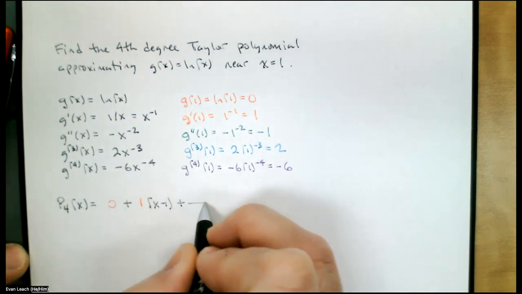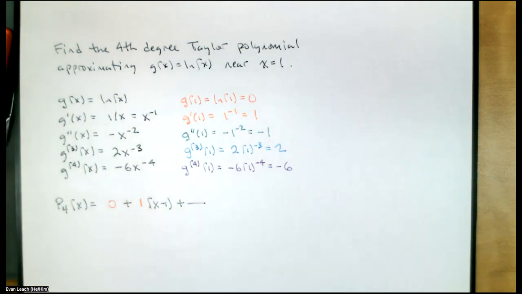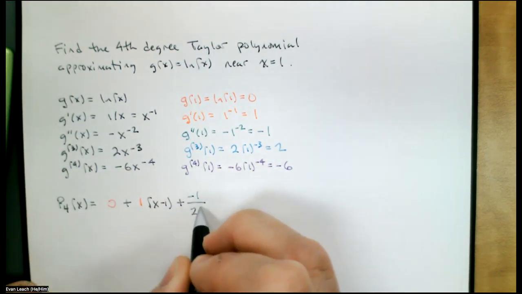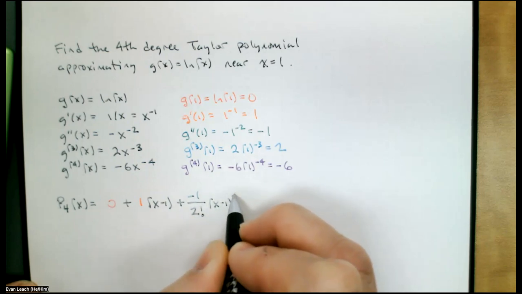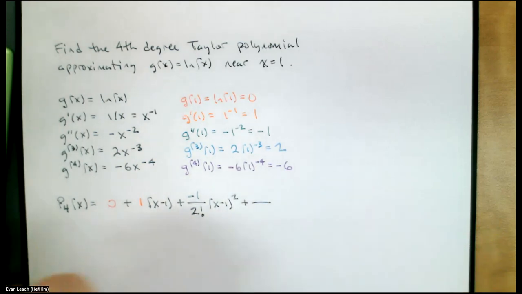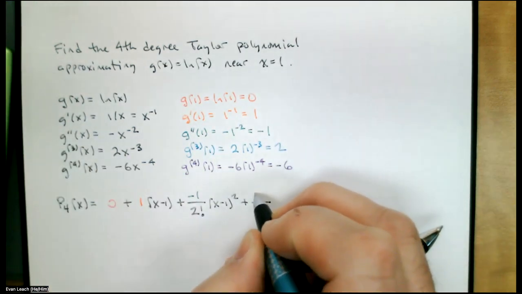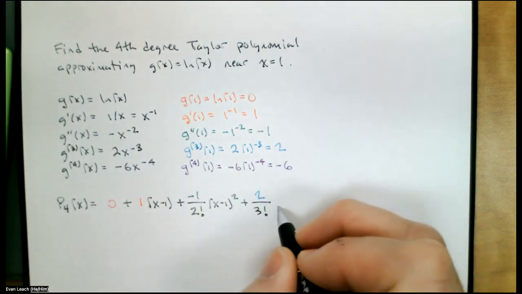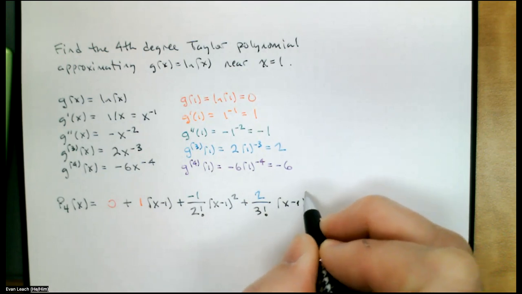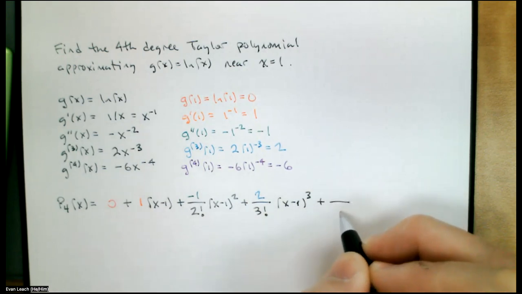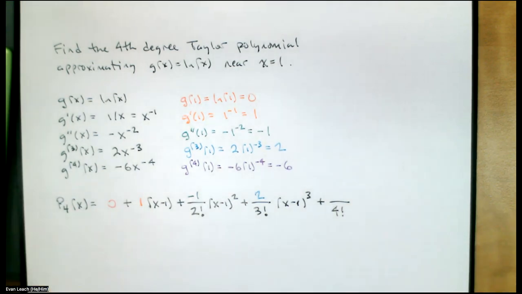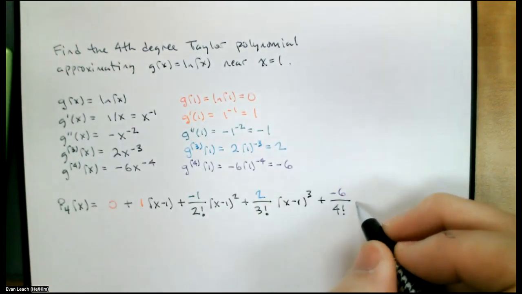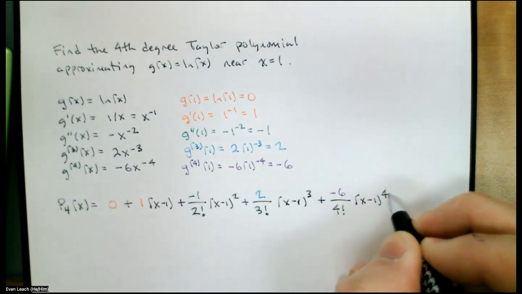The next factor is f double prime over 2 factorial times x minus a squared. The third degree term is f triple prime over 3 factorial times x minus a cubed. And the fourth degree term is the fourth derivative at a divided by 4 factorial times x minus a to the 4th.